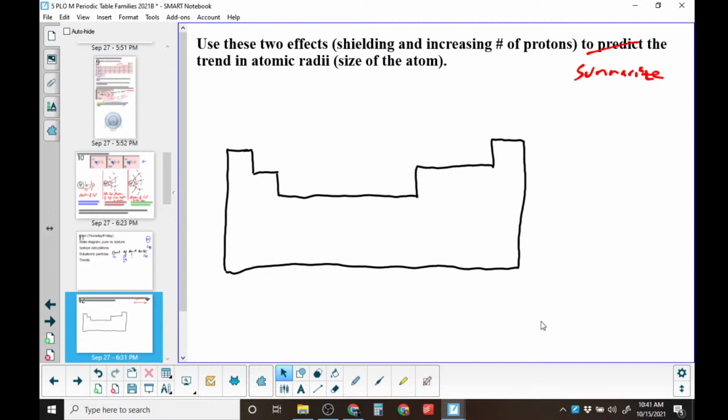Now you can answer either up and down a family or across. What is the trend in atomic size? It increases if it goes to the right. Goes across, so this way.